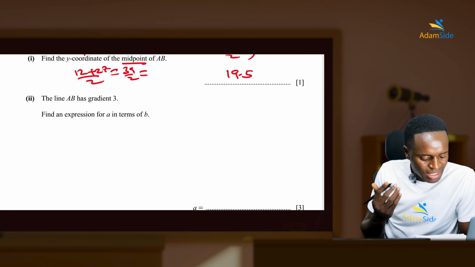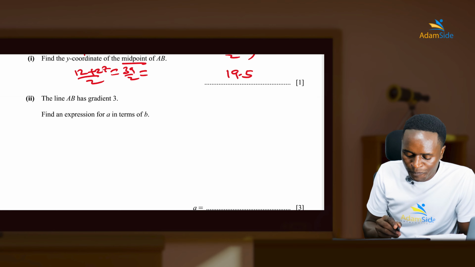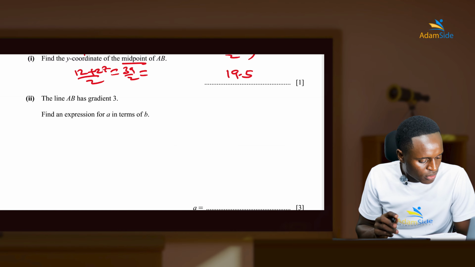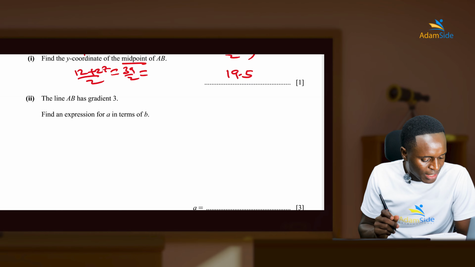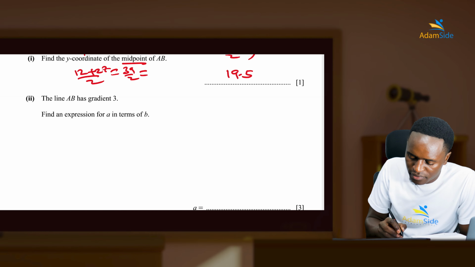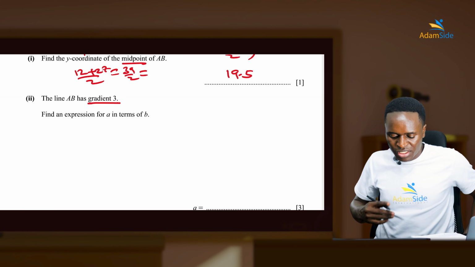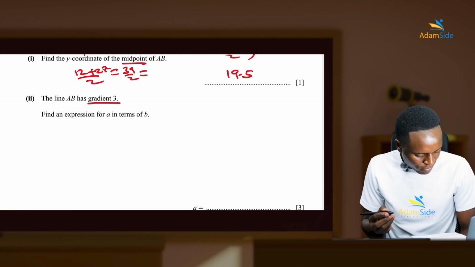19.5. That becomes the answer. The line AB has gradient 3. Find an expression for A in terms of B. Okay. The line AB has gradient 3. What's gradient? The slope or steepness of a line. The gradient is change of y over change of x.